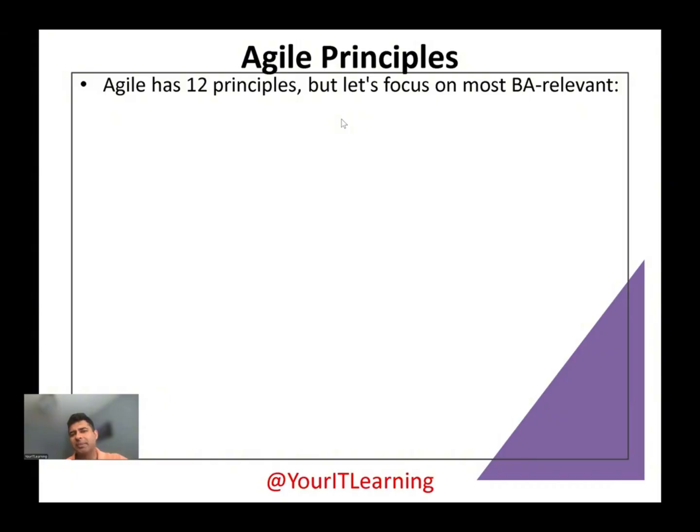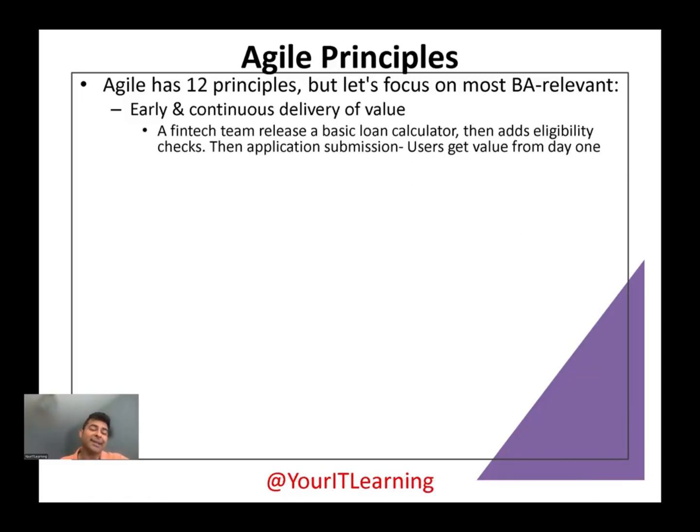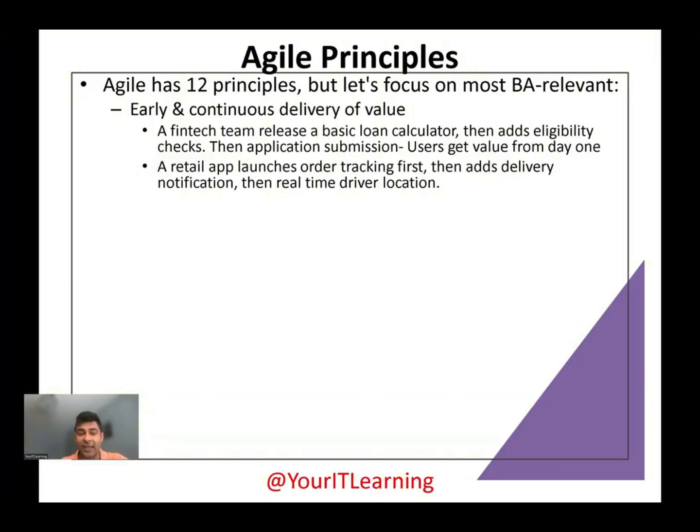Agile has 12 principles, but let's focus on the most BA-relevant ones here. Early and continuous delivery of value. So in this example, a fintech team releases a basic loan calculator, then adds eligibility check, then application submission. Users get value from day one. And also the company gets value as well. A retail app launches order tracking first, then adds delivery notification, then real-time driver location.